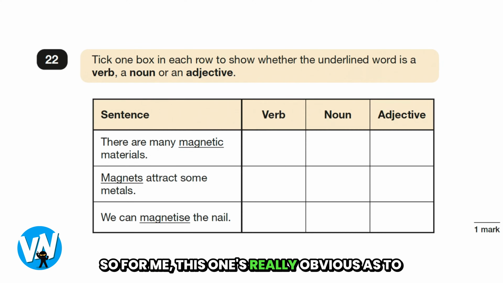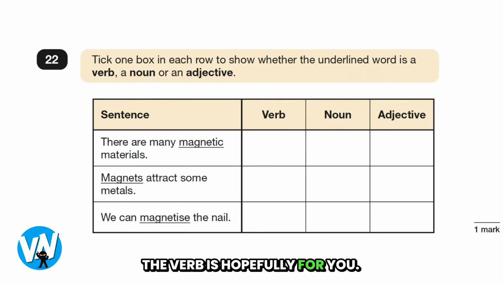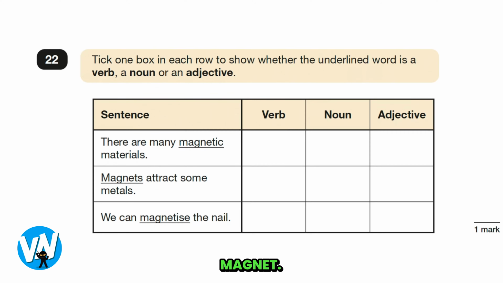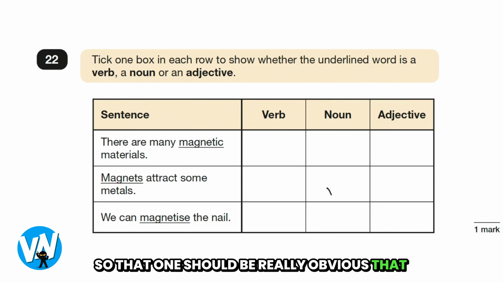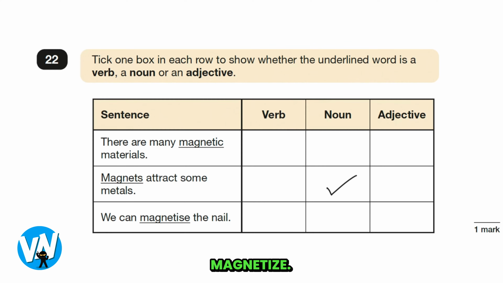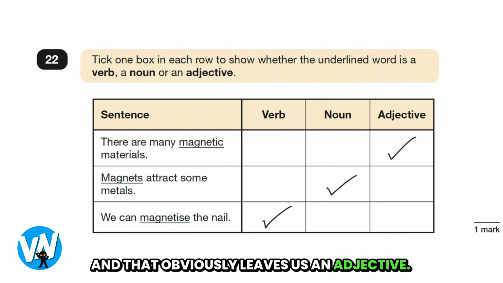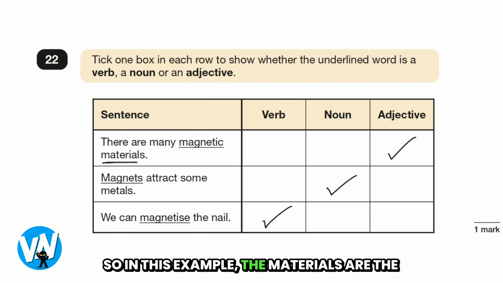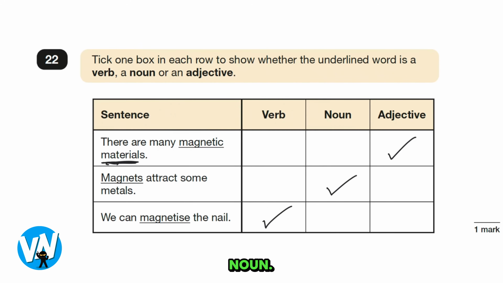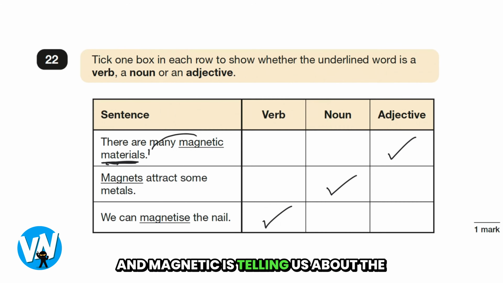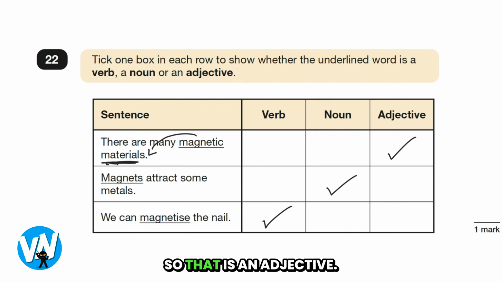For me, this one's really obvious as to which one the verb is. Hopefully it is for you. Magnets attract some metals. So magnets here is just the name of a magnet, so that one should be really obvious that that one is the noun. Magnetize. So again, we can magnetize the nails. Magnetizing is a process, an action, so that one's going to be a verb. And that obviously leaves us an adjective. So in this example, the materials are the noun, and magnetic is telling us about the materials. So that is an adjective.